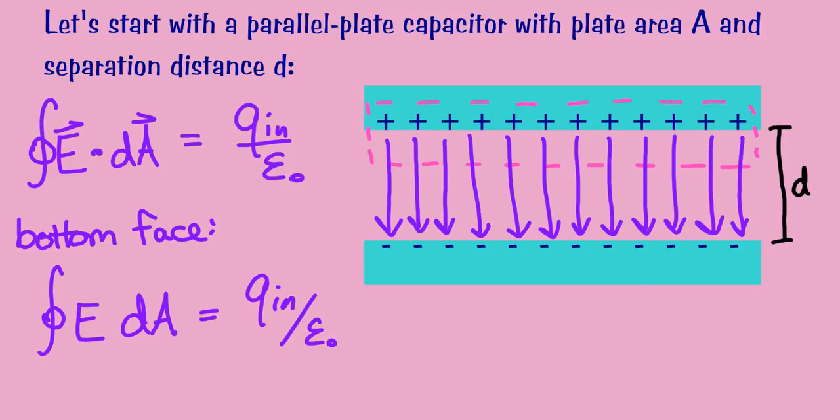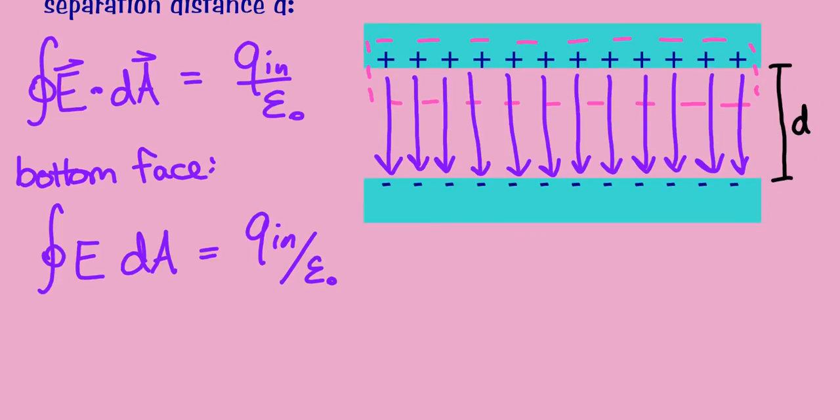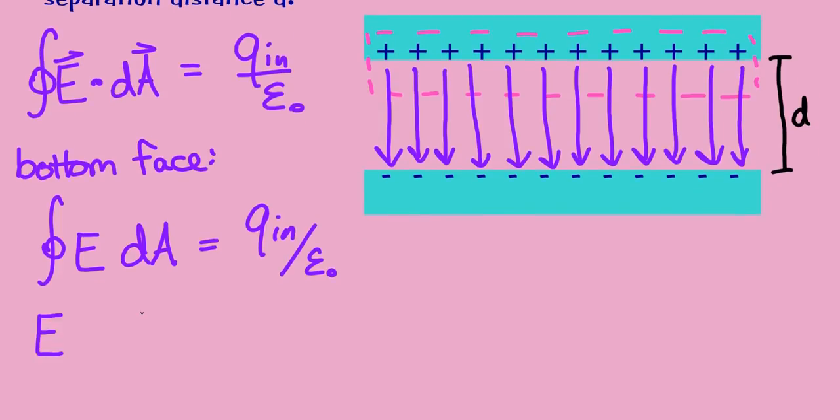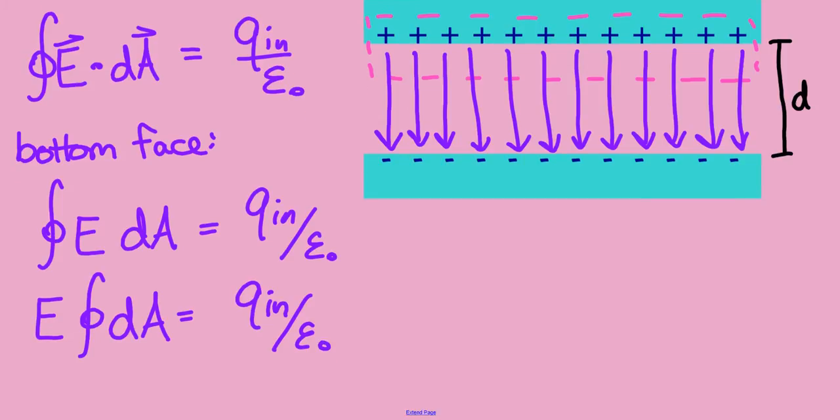Luckily, for all of our other faces, E is either 0, that would be true of the top face since it's inside of a conductor, and for the other 4 faces, the area is perpendicular to the electric field. So we really only need to focus on that bottom face. We've already talked about the fact that the electric field is constant in between those plates. That tells me that I can pull that E out of my integral. And since I'm left with the area of just one of my faces on my Gaussian surface, I just have E times A.